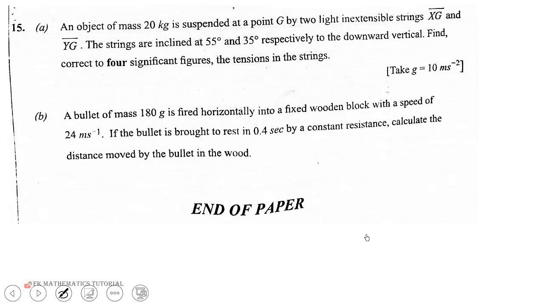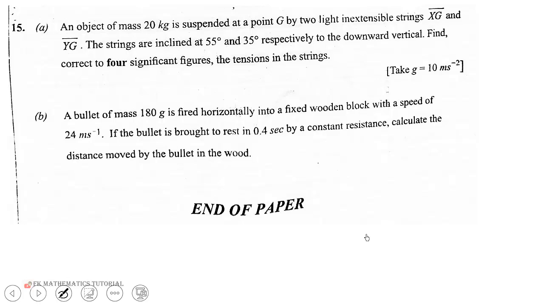Still on the mechanics section, vectors and mechanics for the WASSCE 2023 elective mathematics or further mathematics paper. Number 15 says an object of mass 20 kg is suspended at a point G by two light inextensible strings XG and YG. The strings are inclined at angles of 55 degrees and 35 degrees respectively to the downward vertical. Find, correct to four significant figures, the tensions in the strings. You have to take g to be equal to 10 meters per second squared.